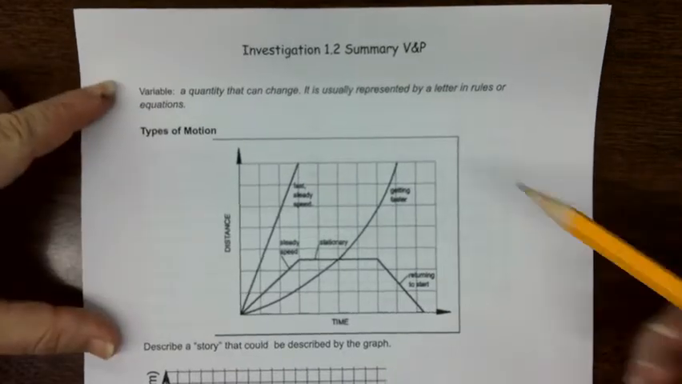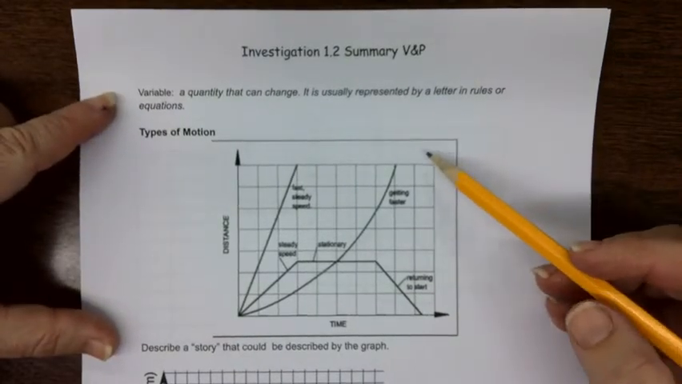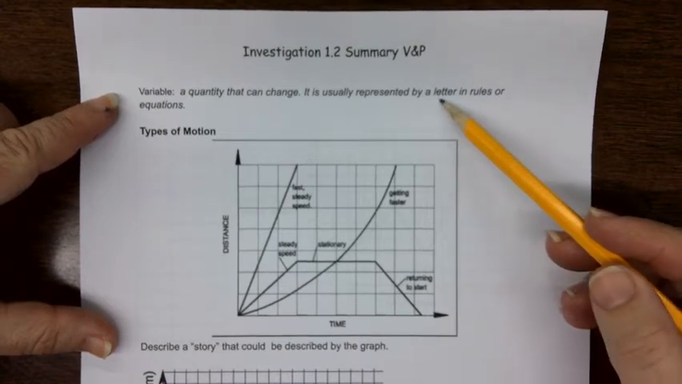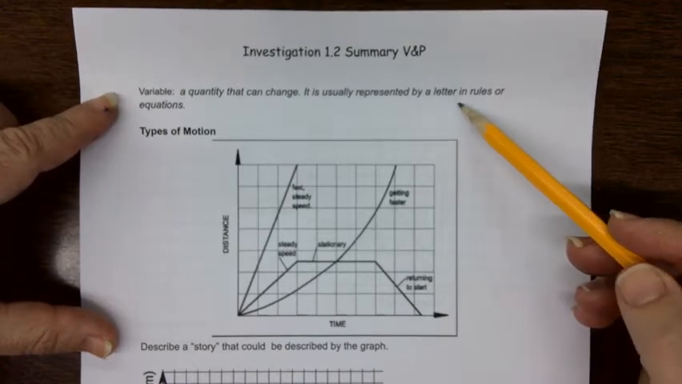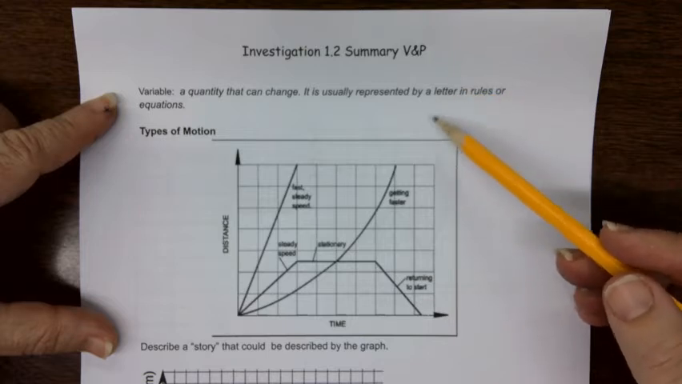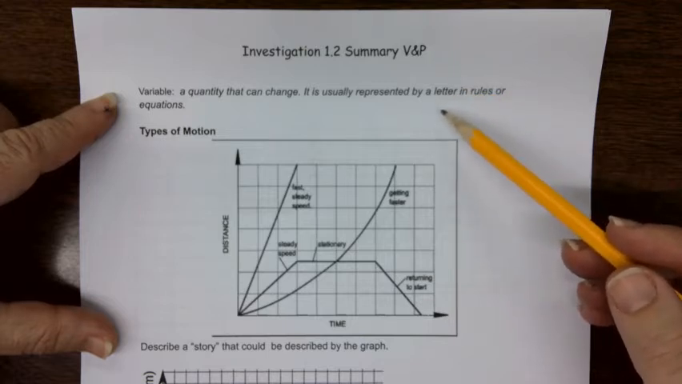So our first thing here is the definition of a variable. It's a quantity that can change. It's usually represented by a letter in rules or equations. You can use any letter of the alphabet to represent an unknown number, and that's called a variable.